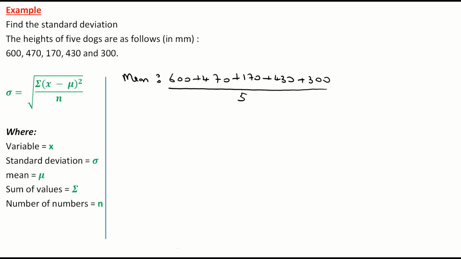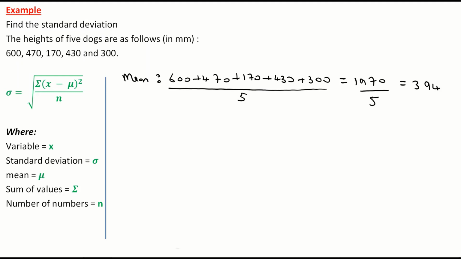That's giving me 1970 all over 5, which is giving me a mean of 394 millimeters. So that's the average height of the dogs.